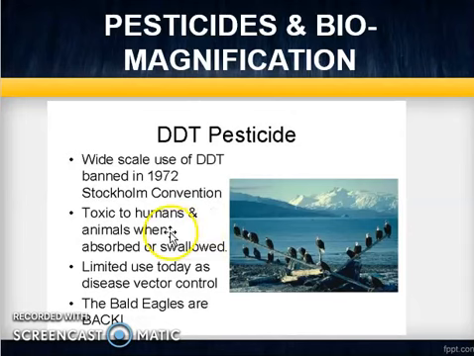Toxic to human and animal when absorbed or swallowed. So this is the factor why in 1972, in the Stockholm Convention, all scientists in this world suggested that DDT should be banned from use in this world, because it is toxic to human and animal and can impact other organisms that are present in this world.